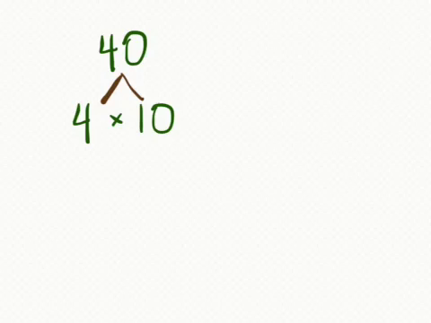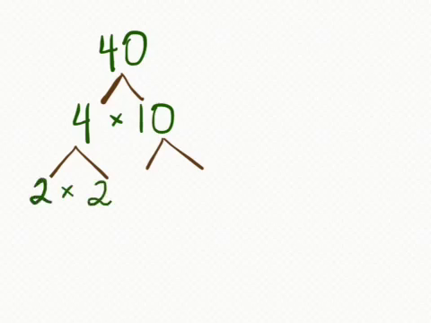I have to ask myself, are these numbers, 4 and 10, prime or composite? If they're prime, I've come to the end of the branch. If they're composite, I need to keep branching. These are both composite, so they both can be decomposed into other factors. For 4, I can do 2 times 2. And for 10, I can do 5 times 2.